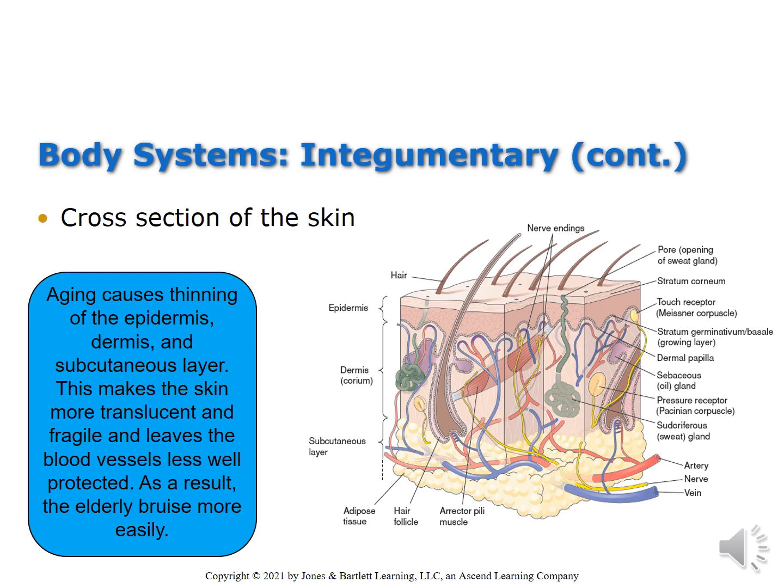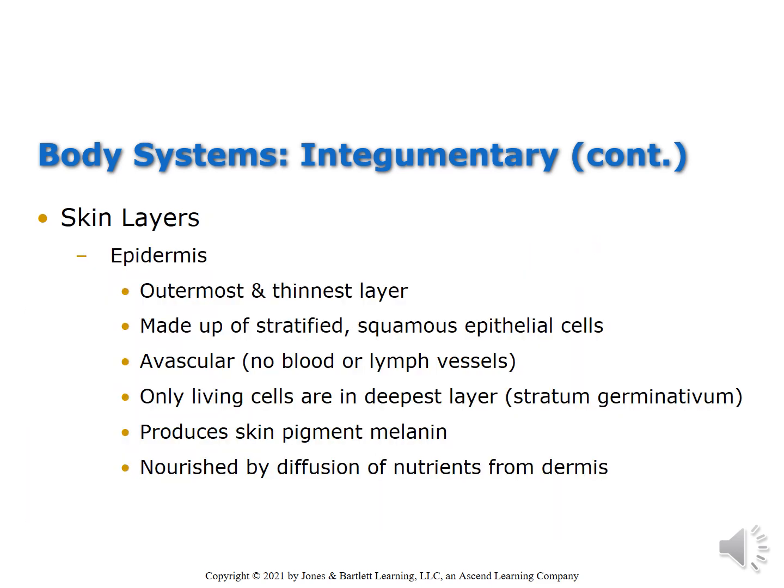And then deep to the dermis itself is a layer of fatty tissue called the subcutaneous layer, which helps anchor the skin to its underlying structures. It also provides an extra layer of protection and insulation from the outside environment. So again, the epidermis is the outermost and thinnest layer, made up of stratified squamous epithelial cells. You do not have to memorize that for this class. There's no blood supply in the epidermis, so it's basically not really considered a living structure except for the deepest layers.